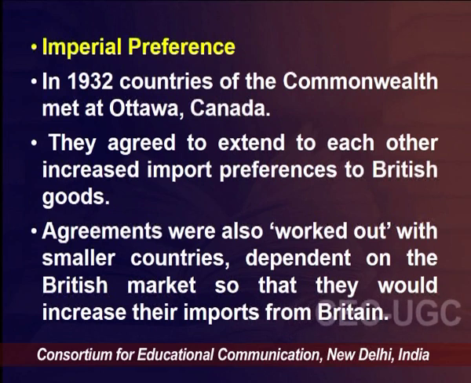And when you talk about them, we find that in 1932 countries of the Commonwealth met at Ottawa in Canada, and they agreed to extend to each other increased import preferences to the British goods. And agreements were also worked out with the smaller countries dependent on the British market, so that they would increase the import from Britain. So this idea of imperial preferences, where the countries had to give some kind of preference to Britain in terms of making imports, was named as imperial preferences.